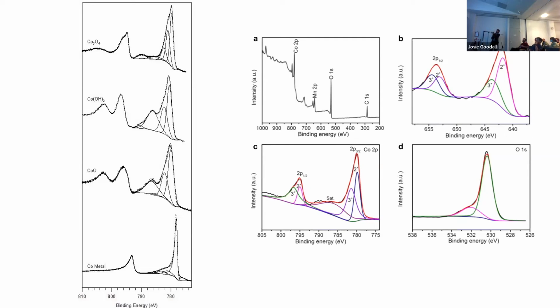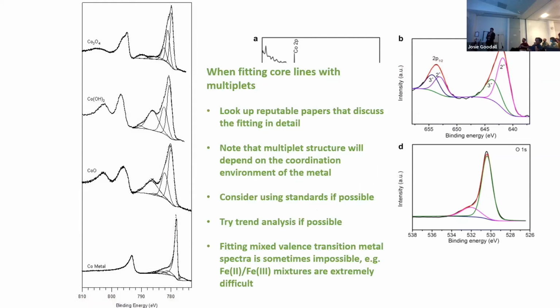Manganese, another same figure. The manganese up here again, 2+ 3+ fitted, no account taken of the multiplets fitting in manganese. So when fitting chlorides and multiplets, look up reputable papers that discuss the fitting in detail. So don't go to just the first one you see. Don't Google manganese 2p XPS and take the first image.